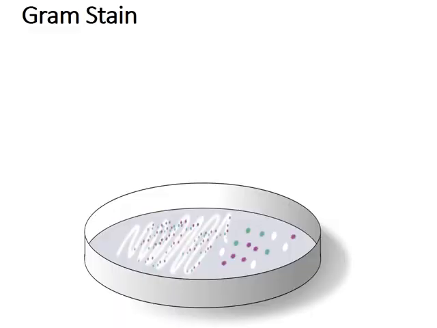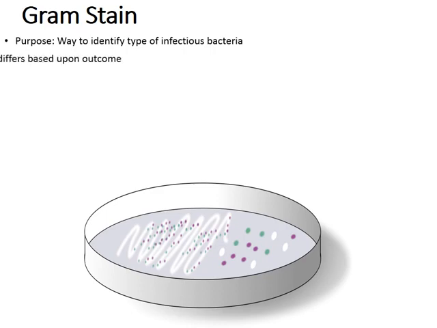So let's talk about this process known as a gram stain. Now, the purpose of a gram stain is to help identify whatever infectious bacteria is getting us sick. And the reason we need to do this is because treatment will differ based upon the outcome of this gram stain.